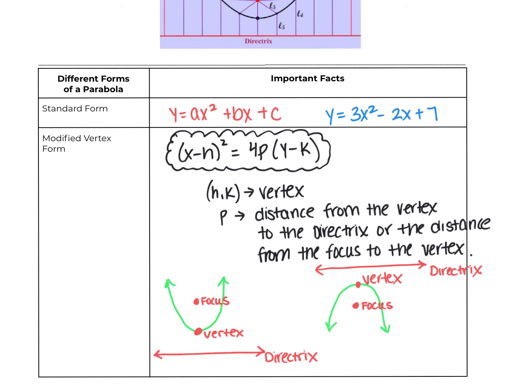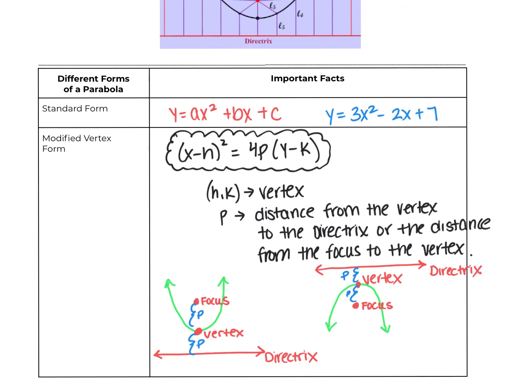So we need to talk about the definition. We said every point on the parabola was equidistant. Since they're equidistant, that helps us with the p-value. The distance from here to here is p, and the distance from here to here is p. What that tells us is that the vertex is right in the middle. And then same thing over here. The distance from here to here is p, and the distance from here to here is p.